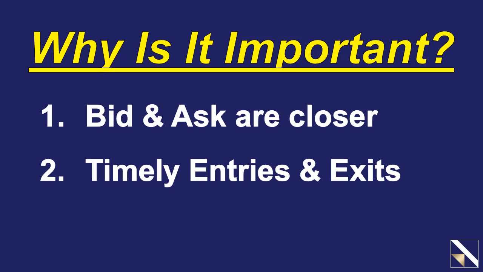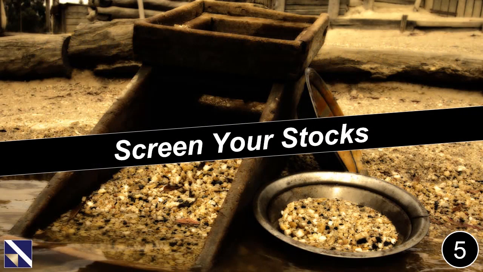You don't want to be in a position where you're trying to exit a trade, but there isn't a person on the other end. So by looking for stocks with high volume, you're helping to ensure the options are more heavily traded, and thus it helps you get in and out of a trade at the price that you desire. Okay, let me move on to key principle number 5, which is to screen your stocks.